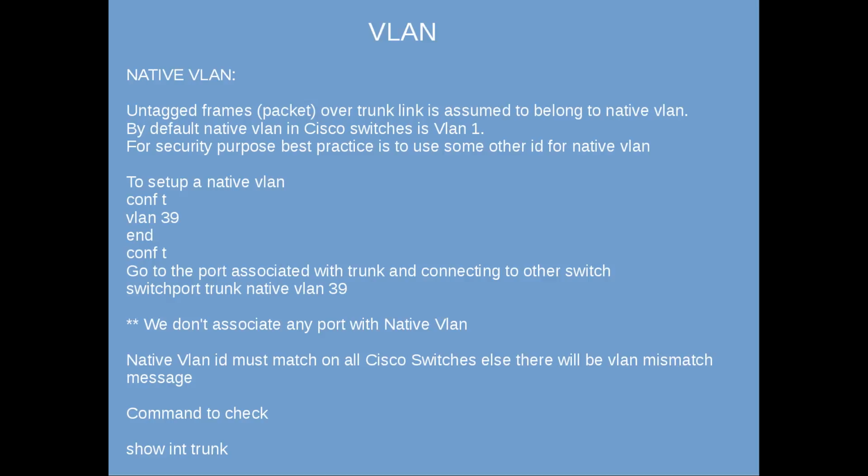Okay, all the untagged frames are assumed to belong to the native VLAN. And in Cisco switches, the native VLAN is VLAN 1. So for security purposes, the best practice is to use some other ID for the native VLAN.